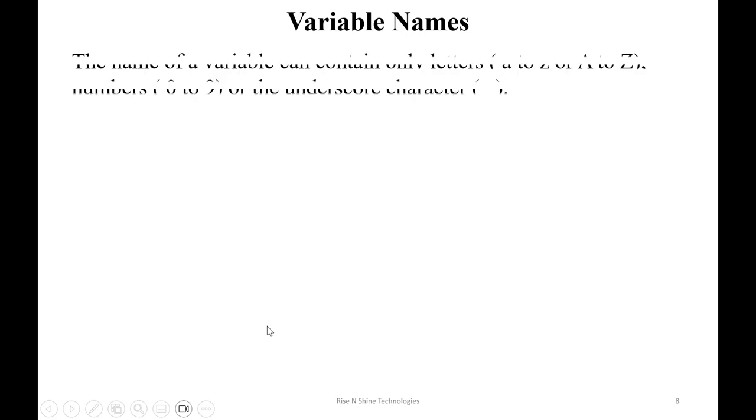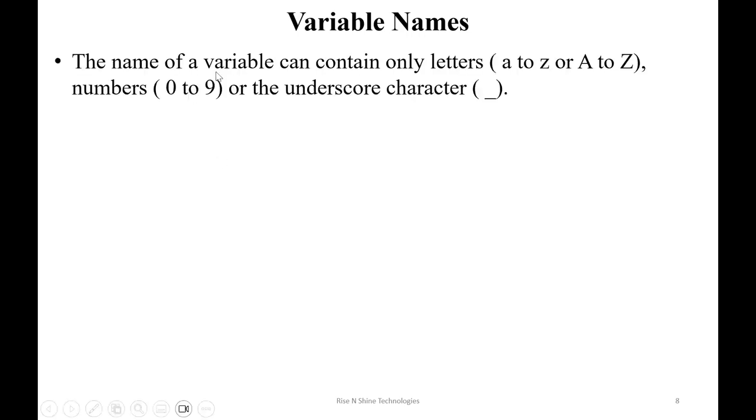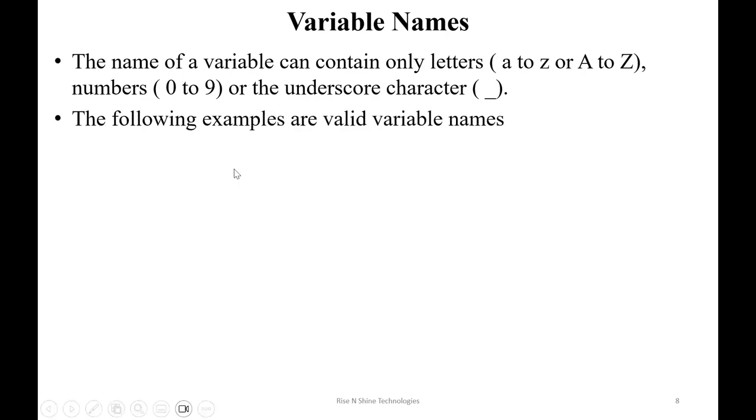But variable names, whenever we are defining them, can contain only letters, small letters or caps letters, alphabets, and the numbers 0 to 9, or the underscore character. Variable names should contain either alphabets or numerics or underscore. The following examples are valid variable names: something underscore, token underscore A, or variable underscore 1. It contains underscore and a numeric.